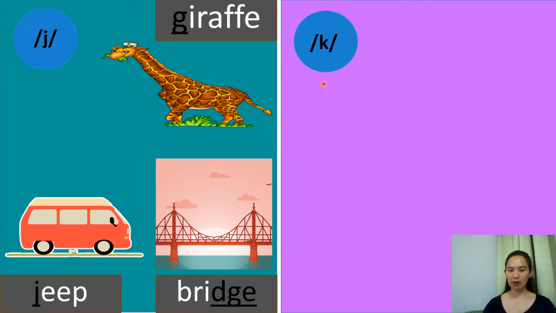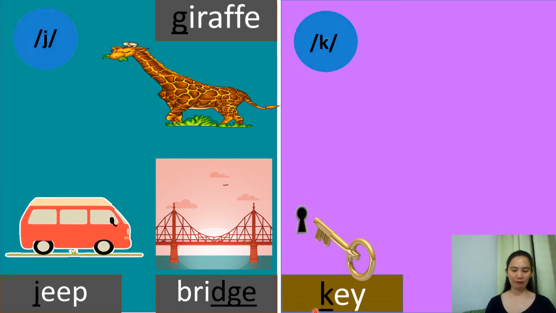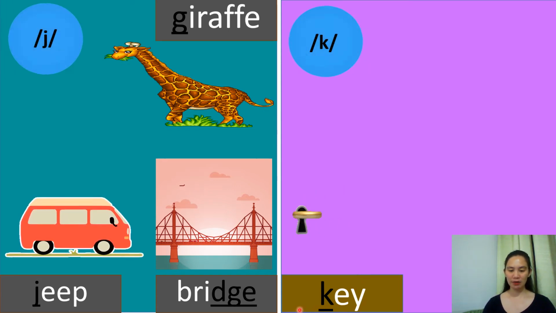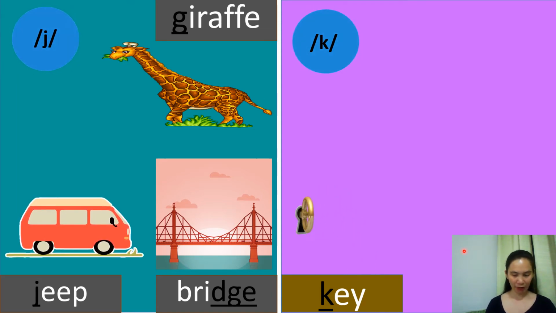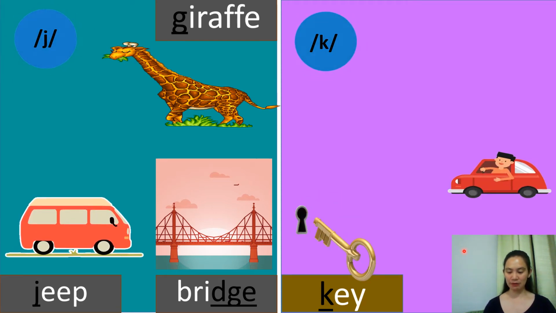For the sound of K, we have the word like key. Letter K always has the sound of K. More examples of words with the K sound that start with letter K: we have the words keg, kiss, and keen.